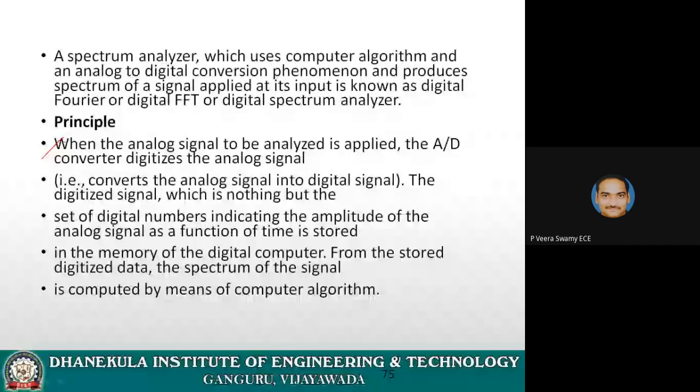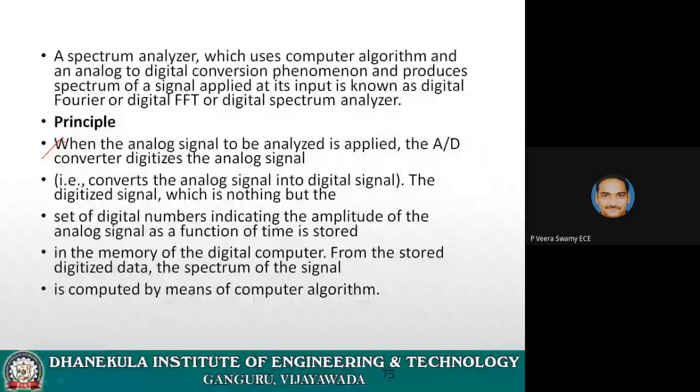The digitized signal, which is nothing but a set of digital numbers indicating the amplitude of the analog signal as a function of time, is stored in the memory of the digital computer. From the stored digital data, the spectrum of the signal is computed by means of a computer algorithm. Please note down this. This is nothing but the simple principle that we explained previously. Of course, it's a paragraph, but here I am taking that as a number of points for easier understanding.